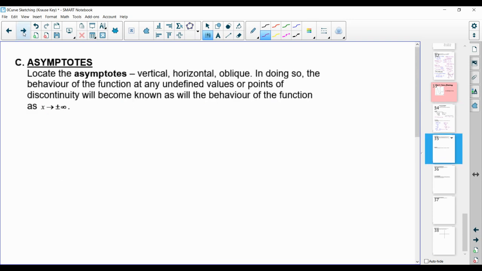And so we're looking at asymptotes, we're looking for vertical, horizontal, and oblique. And it's important to note that we only have to worry about this for rational functions. If we had a polynomial function, we don't need to worry about asymptotes. So first thing we're going to look for is vertical asymptotes.